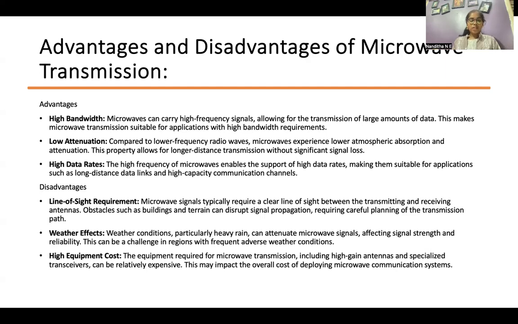High equipment cost. The equipment required for microwave transmission, including high gain antennas and specialized transceivers, can be relatively expensive. This may impact the overall cost of deploying microwave communications.